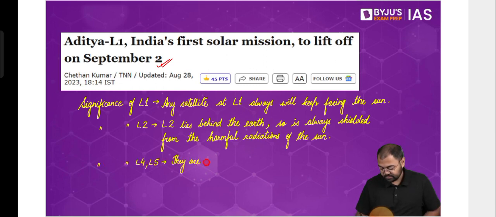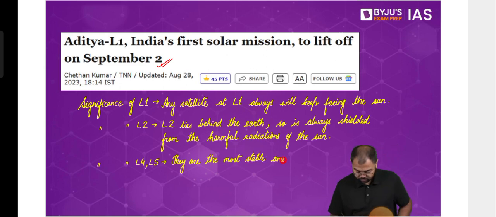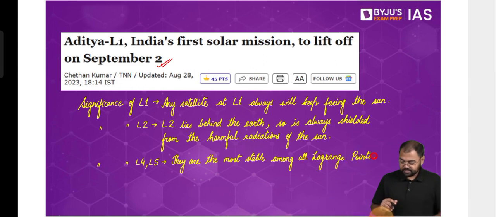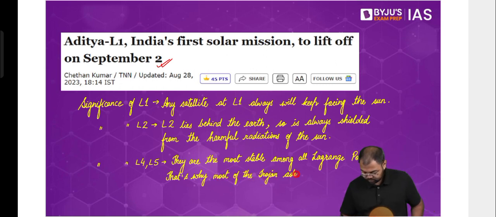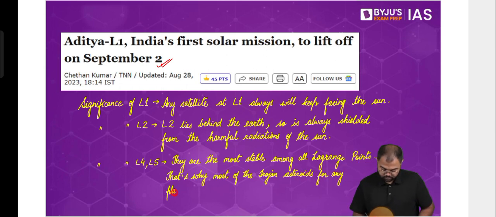They are the most stable among all Lagrange points. Okay, so that's the only significance, and that's why most of the Trojan asteroids for any planet are found here. Now, what do we mean by Trojan asteroids?